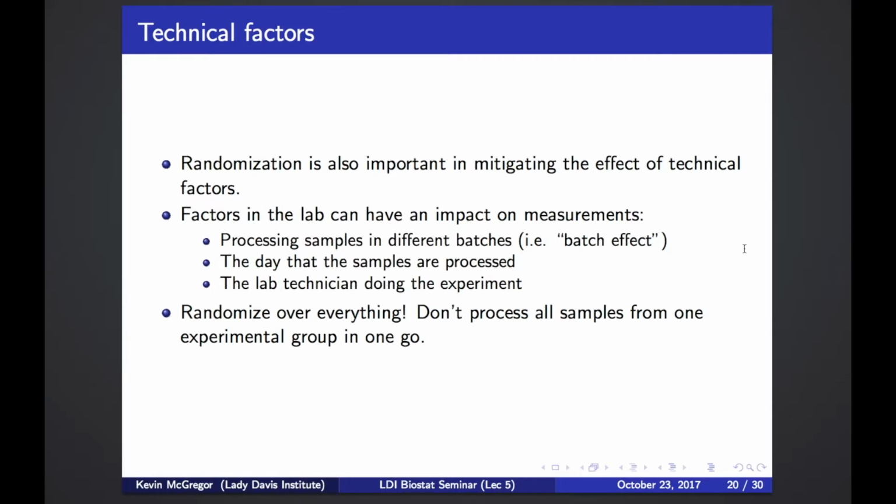The point I'm trying to make here is that it's always a good idea to randomize over absolutely everything. Don't do all of your treatment samples on one day with one person, and all of your control samples on another day. Mix and match all your samples at every single step of your experiment. By doing this, you can really save yourself a lot of trouble later on.